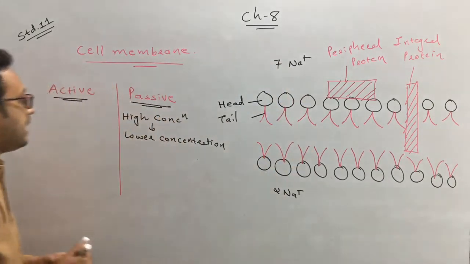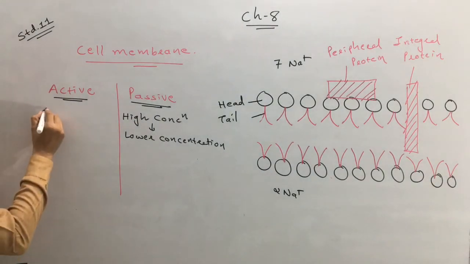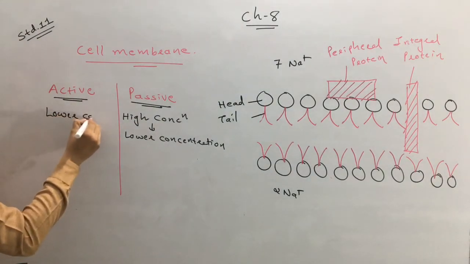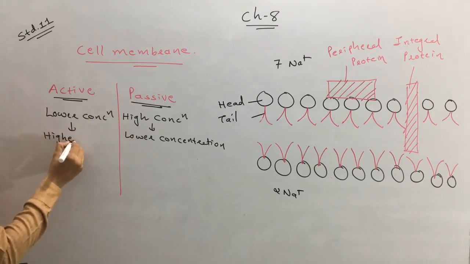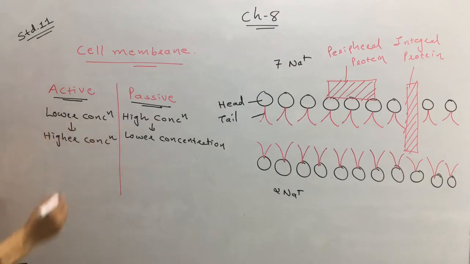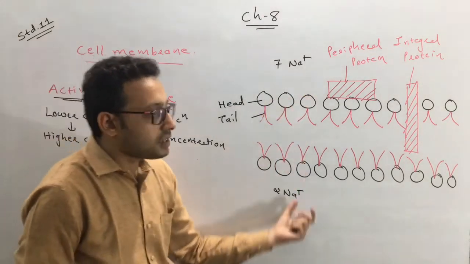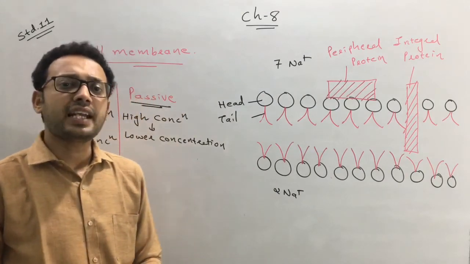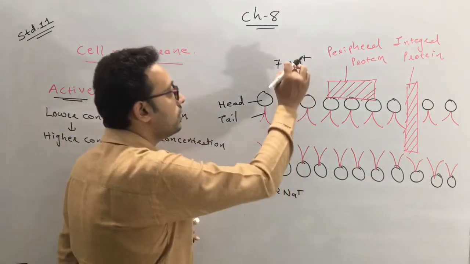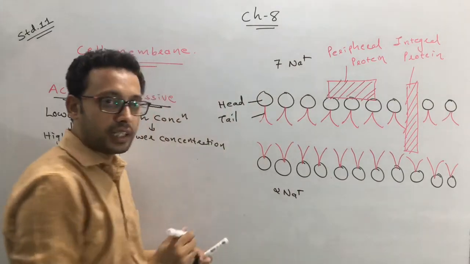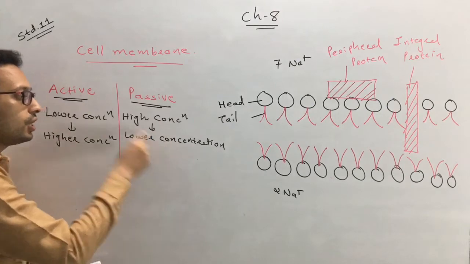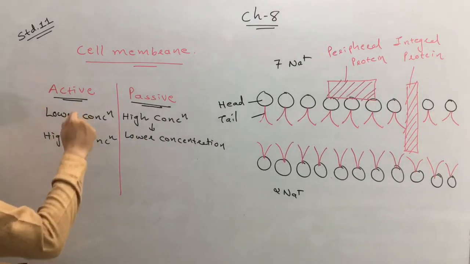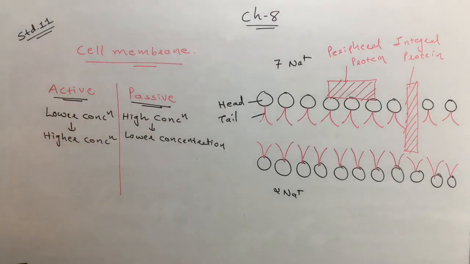Okay, and in active transport the molecule will move from lower concentration to higher concentration. Clear? So if sodium is traveling through active transport, then it moves from this side to this side, in this direction. So in passive, the molecule moves from higher concentration to lower concentration. In active, it moves from lower concentration to higher concentration. Clear? This is the first point.